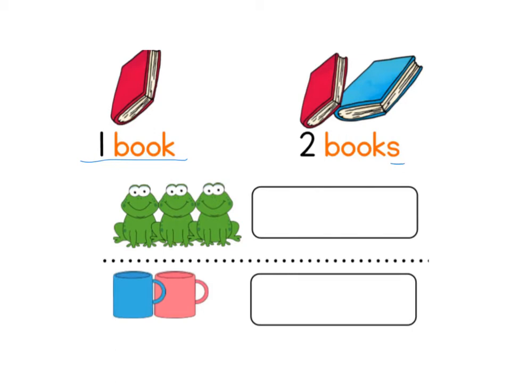Next, I see a picture of frogs. Remember, these are frogs, so more than one. So I have the word frog, and then I have to add an S to show that there's more than one. The next picture, there are 2 cups. So cup, and then add an S for cups to mean more than one.